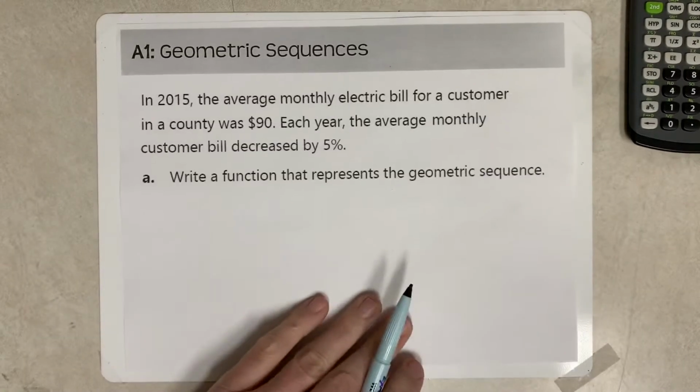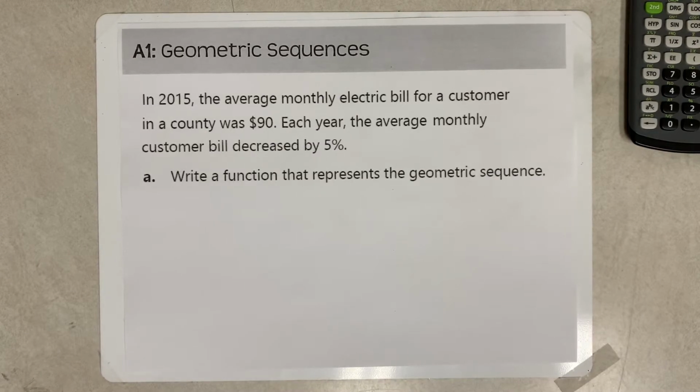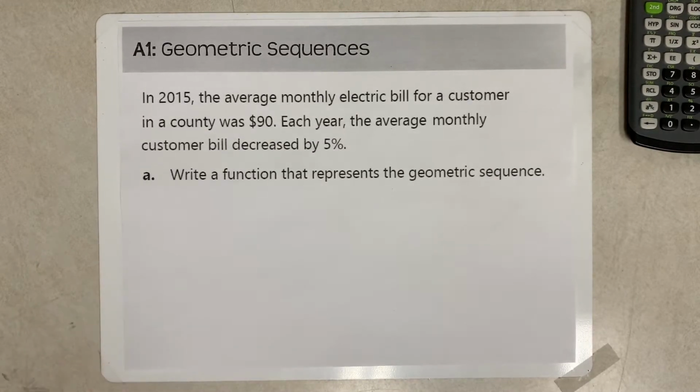Let's get into some word problems that are common EOC questions. This one says, in 2015, the average monthly electric bill for a customer in a county was $90. Each year, the average monthly customer bill decreased by 5%. Part A is write a function that represents the geometric sequence.